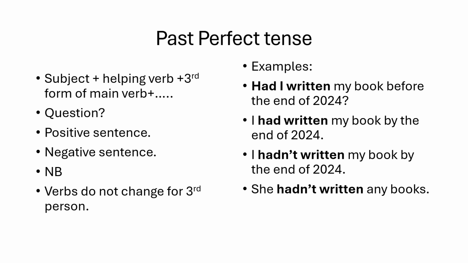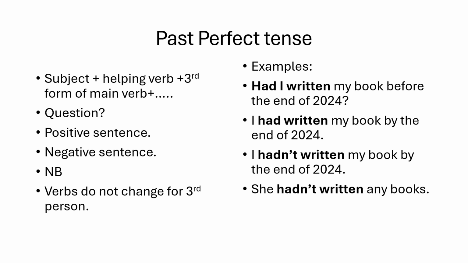Past perfect tense. Subject plus helping verb plus third form of main verb. Helping verb had, also known as the auxiliary verb. Again, question, positive sentence, negative sentence, and note verbs do not change for third person.